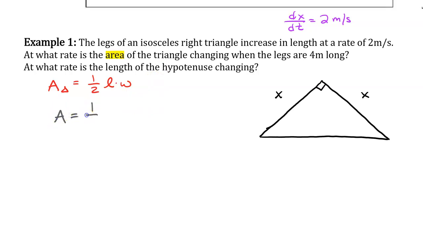So our area, 1/2. Well, this length times width part is based on the base and height of the triangle, not the hypotenuse. So our length and width are actually the same thing here for our isosceles triangle, and that's x. So x times x is x squared. If you don't remember a formula, look it up. That's why we have them, and Google is awesome.